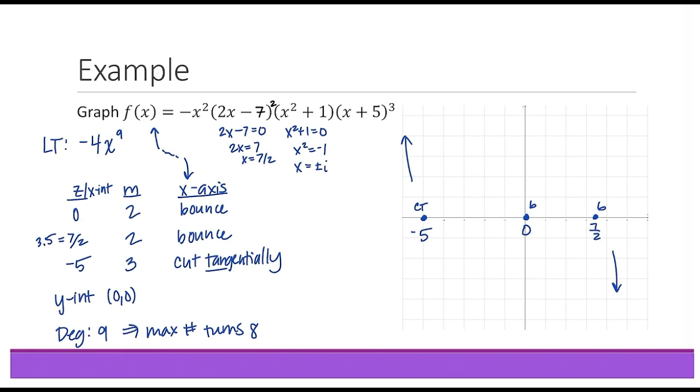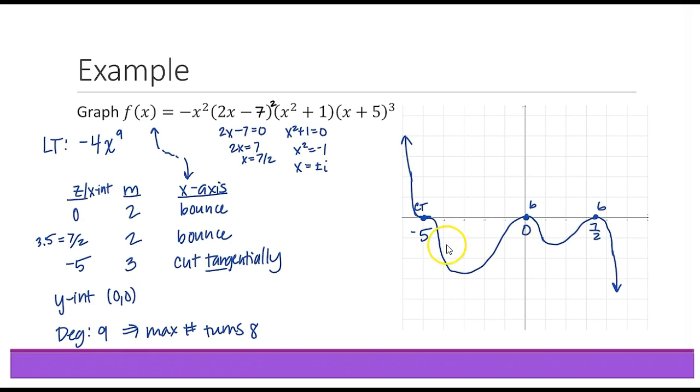And then let's go ahead and do it. So I'm going to cut tangentially here. As I approach, I'm going to flatten out near the x-axis. I don't just want to cut, I want to flatten out and make it very clear that that's what I'm doing. And then I'm going to have to turn around if I bounce off at 0. And then I have to bounce off at 7 over 2 and connect to my other end behavior.